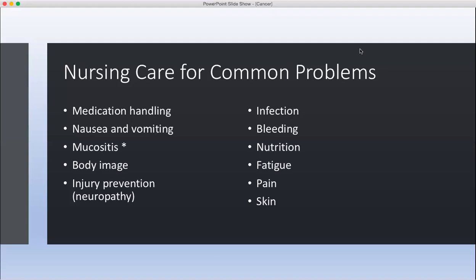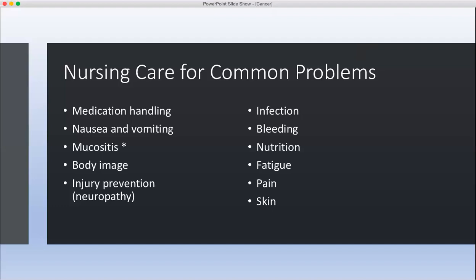Also with vomiting, we have to be careful with a risk for dehydration or hypovolemia, right? We need to make sure that our patients are staying nice and hydrated, especially if they're vomiting excessively. So something else for you to consider there.